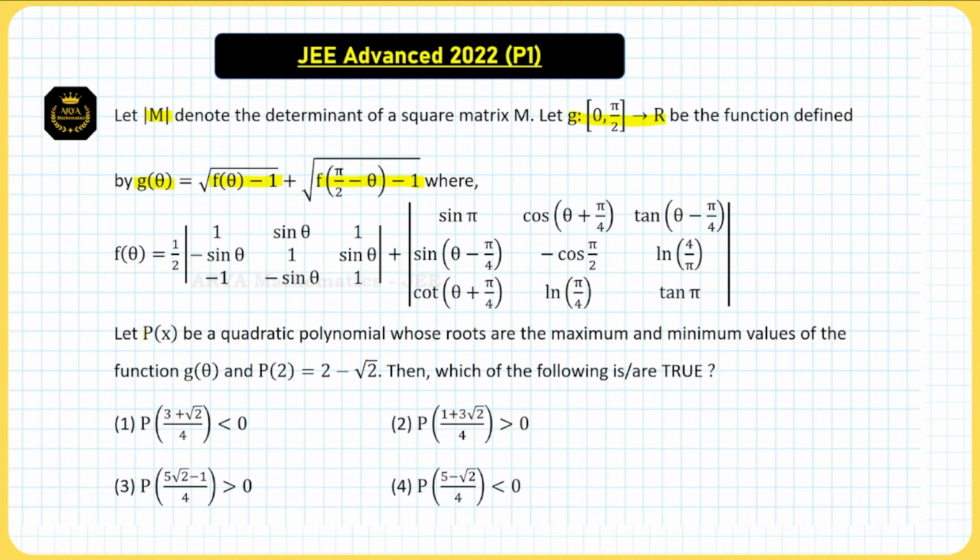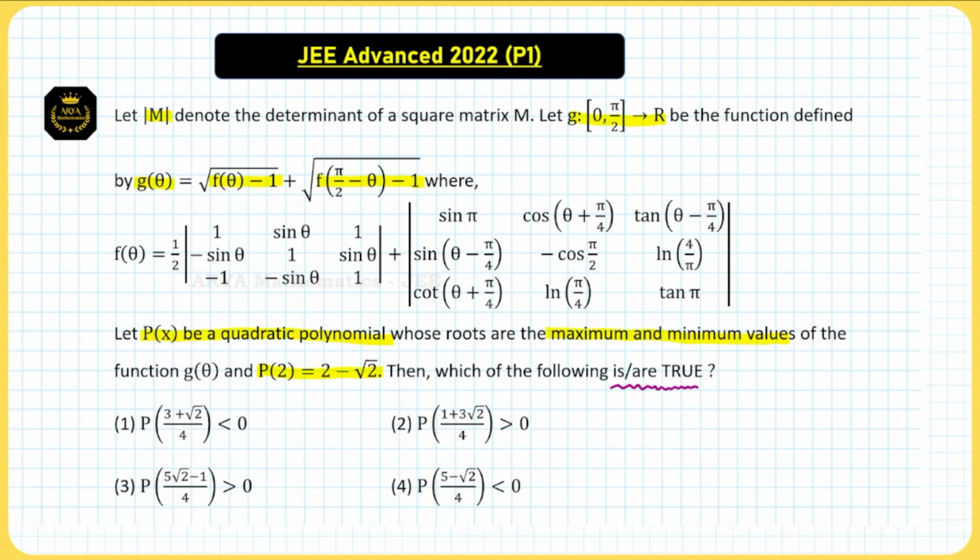And then p of x is a quadratic polynomial whose zeros are the maximum and the minimum values of g of theta. p of 2 is 2 minus root 2. Then we have to identify which option is or are correct. This is a multi-correct question. Now, here a few simple observations, and you will find that this problem is not difficult.